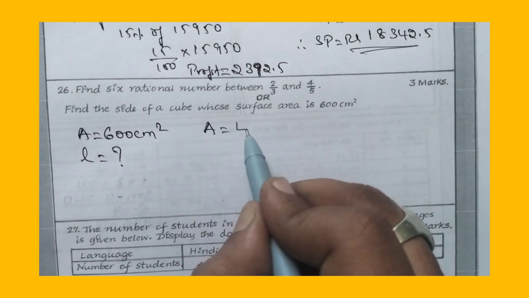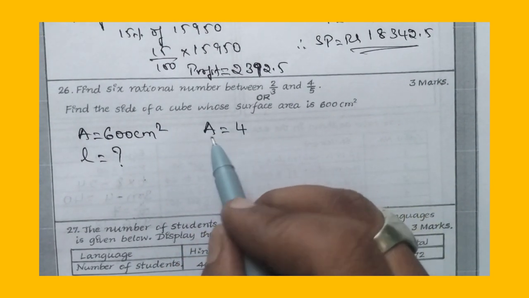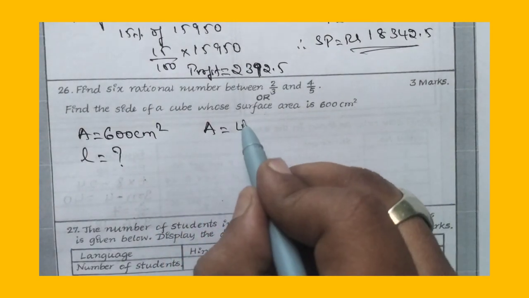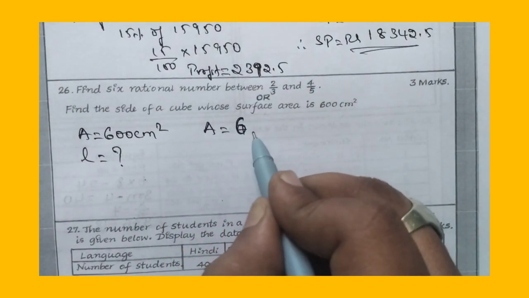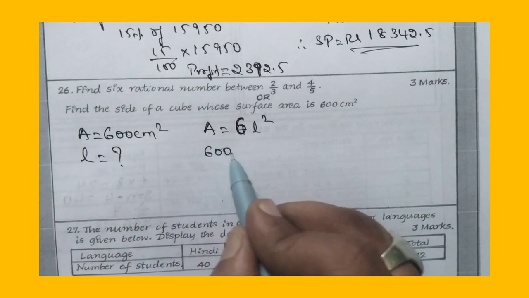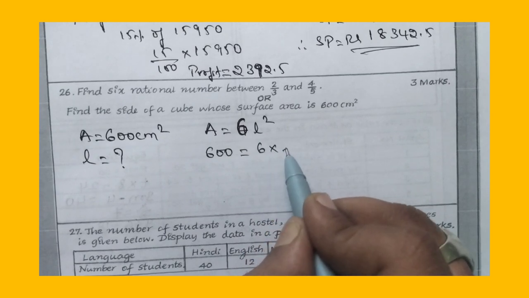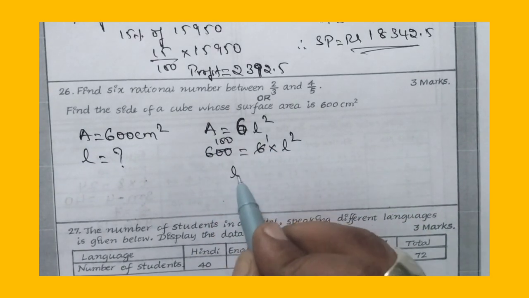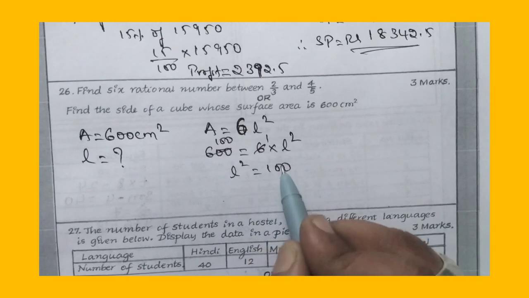So surface area is equal to, so A is equal to 6L square. A is 600, so 600 is equal to 6 into L square. 6 ones are 600. So L square is equal to 100.